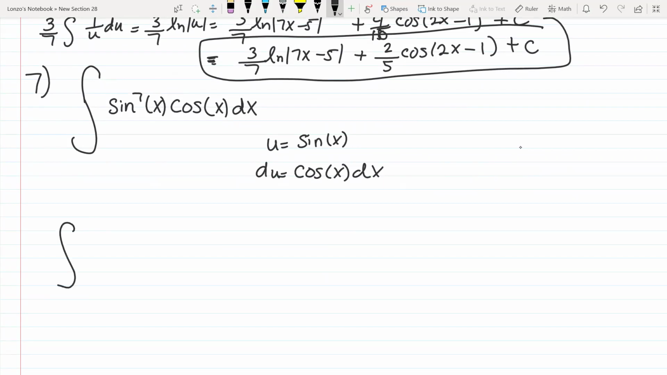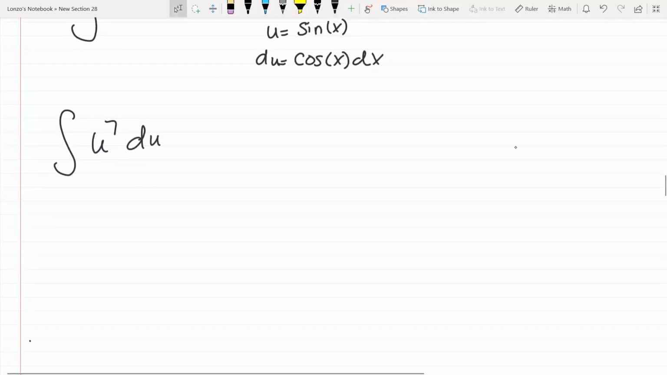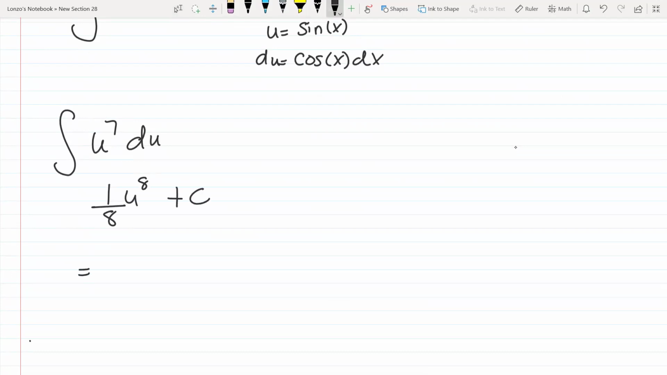So it's integration, and then you can replace sin to the 7th x, which is the same thing as u to the 7th. And then you have a cosine x dx that comes out nicely as du. And what is the integration of u to the 7th? It's just 1/8 u to the 8th plus c. So your final answer is 1/8, and then my u is sin, so sin to the 8th of x plus c.